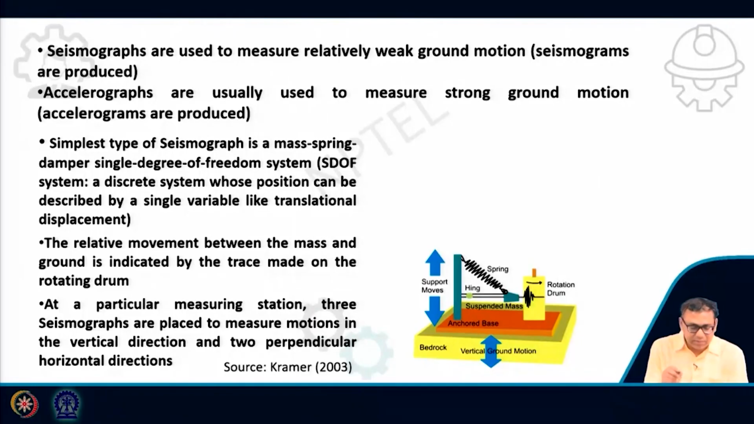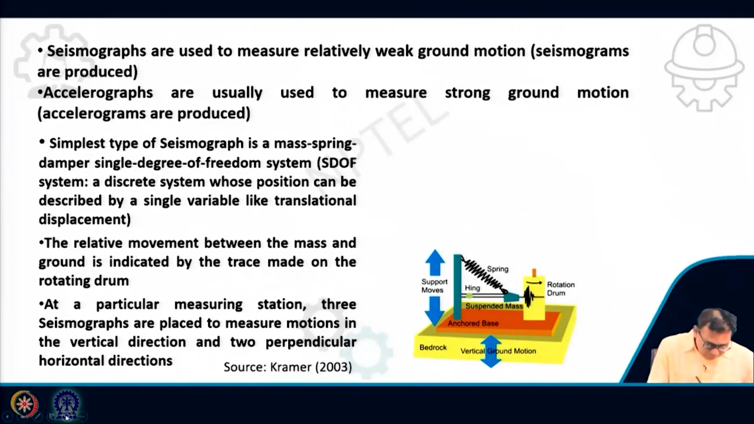Why is it a spring mass damper system? That I will discuss here. The relative movement between the mass and the ground is indicated by the trace made on the rotating drum. As I mentioned, there is a rotating drum and this trace is made. From there we can get the relative movement between the mass and the ground.